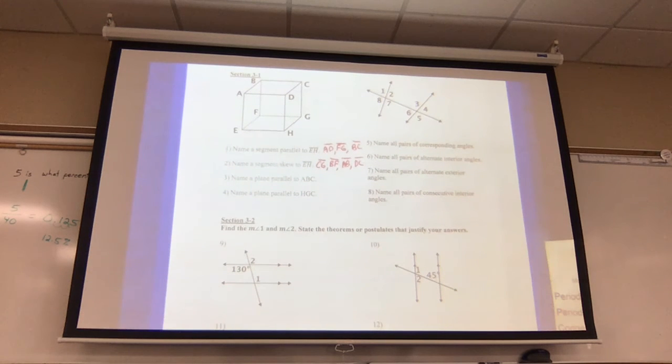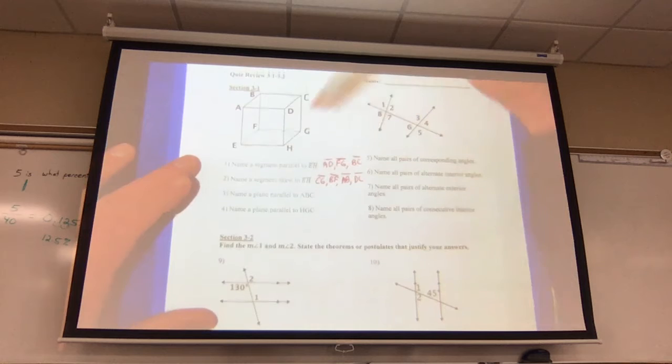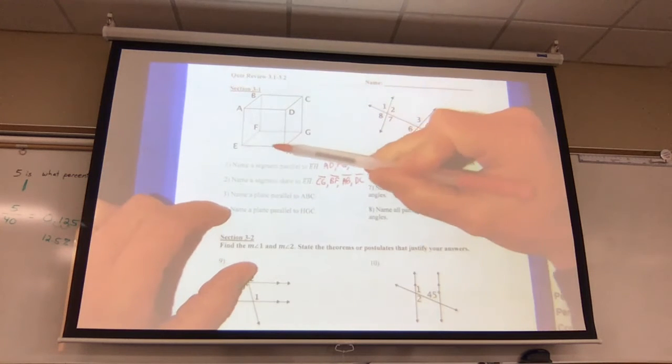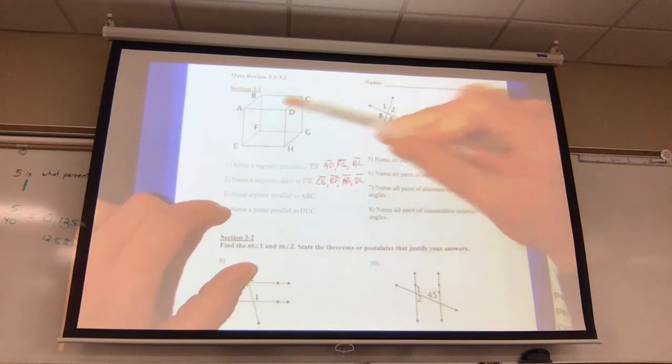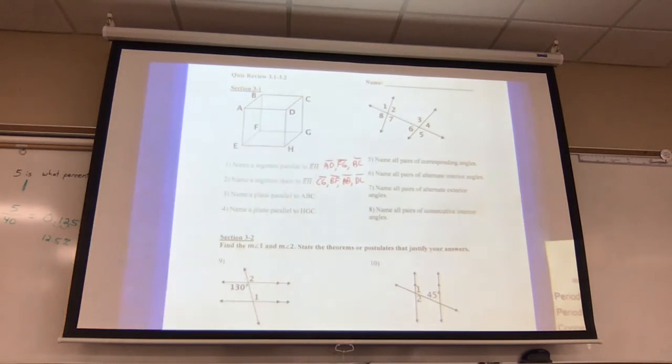What about BC? BC would actually be parallel to it. Once again, that diagonal plane could go through the figure and connect EH and BC. So BC would actually be parallel. Any other questions with that?